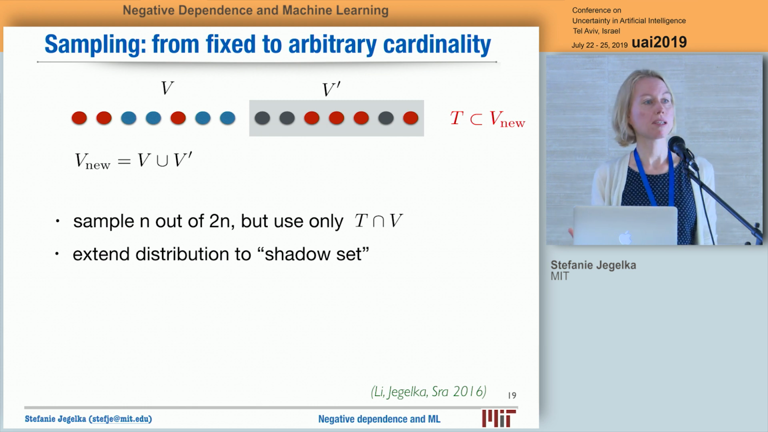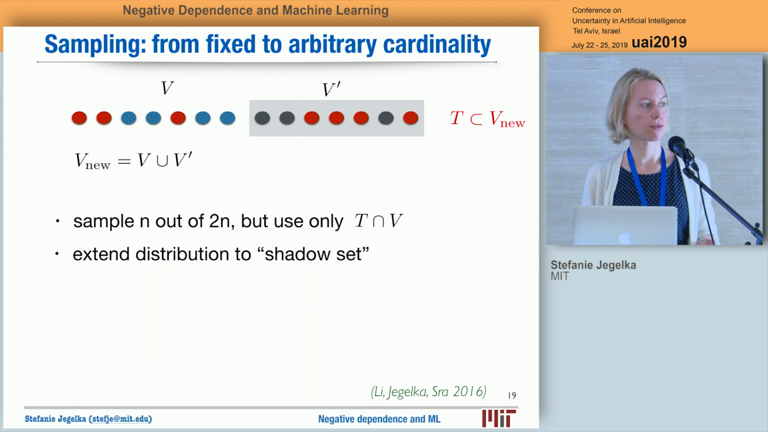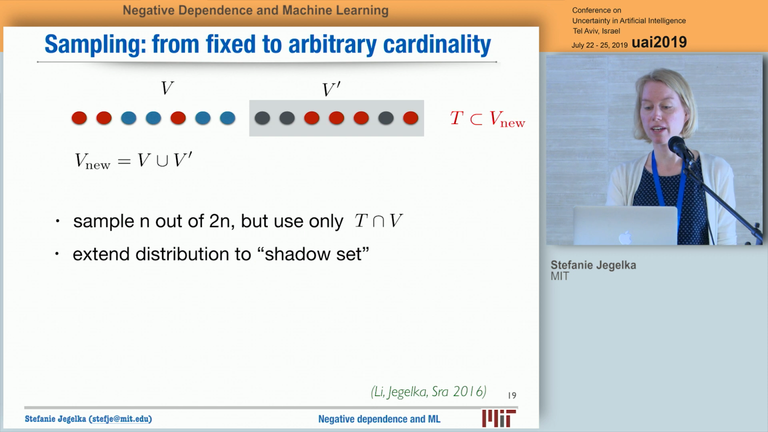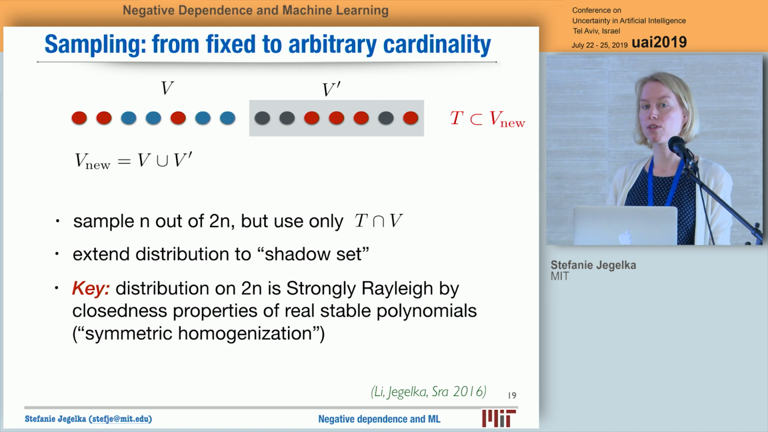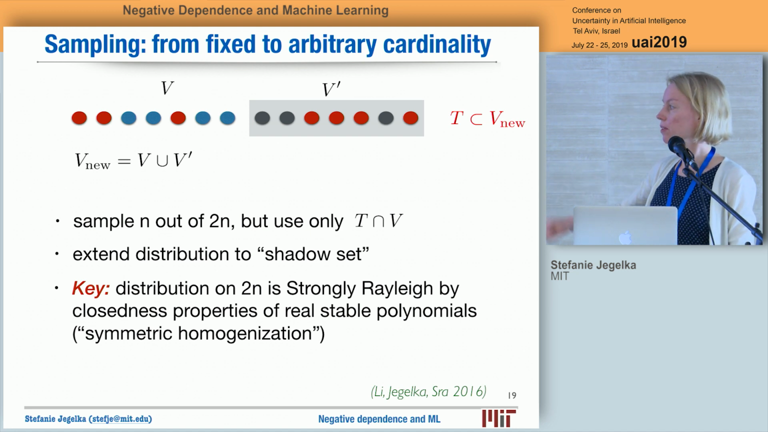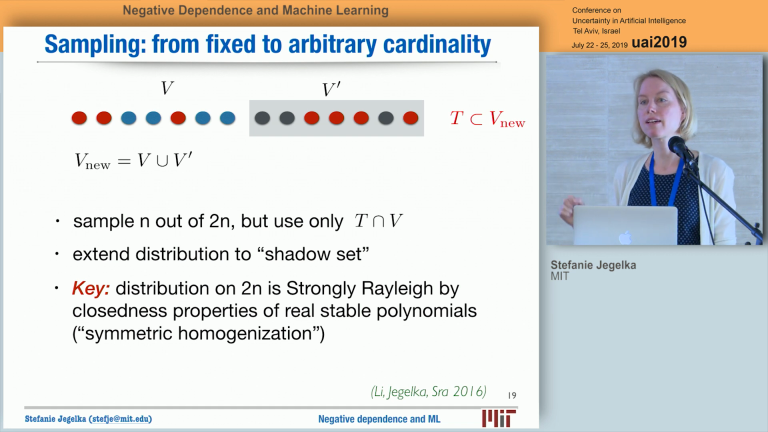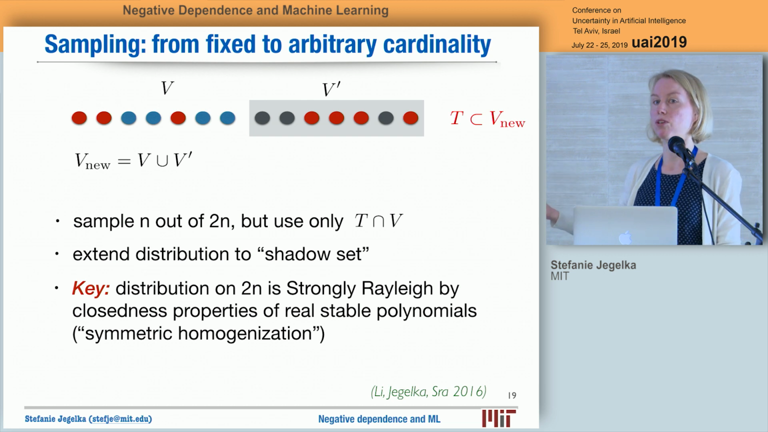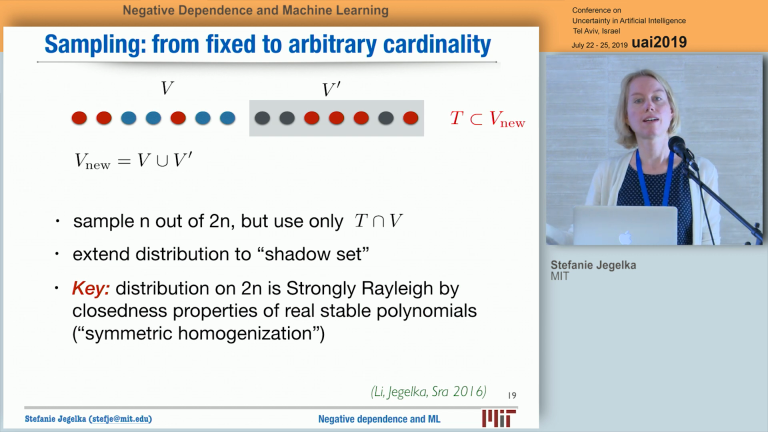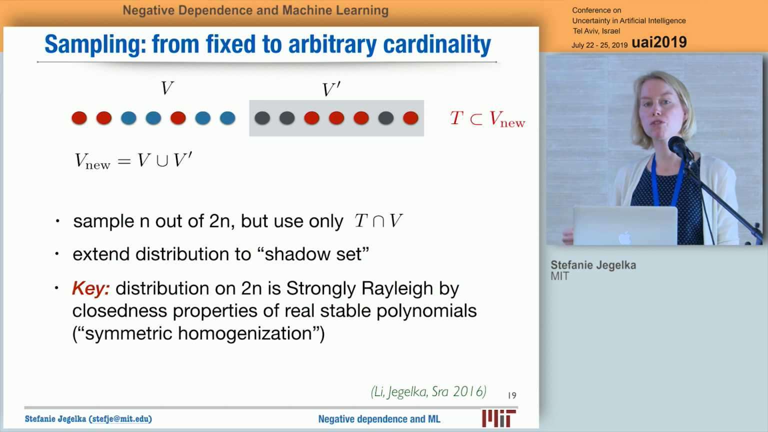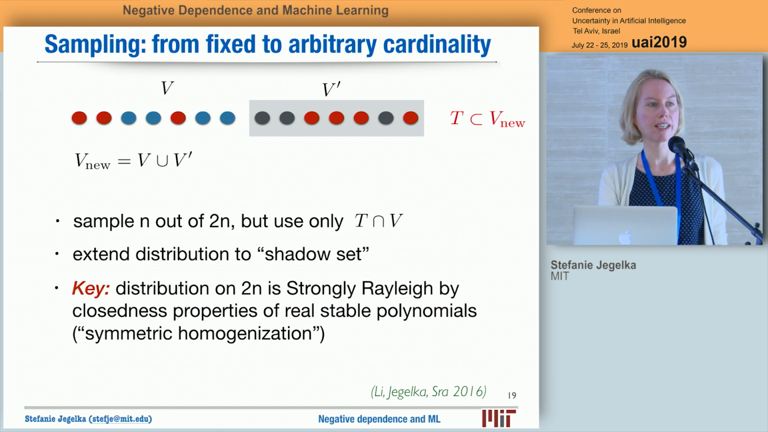Does this have the strong Rayleigh property? Not so obvious, because it goes via these zeros of polynomials and so on. Now I have this larger polynomial, how to prove that. In fact, the key insight is if I do the same operation on my polynomials, there is an equivalent operation exactly on these polynomials, which is called symmetric homogenization, and it is known that the real stable polynomials are closed under that. That means from the mass of these polynomials, I know that the generating polynomial of this distribution actually has the property that I need. So the theory of polynomials really helps me here.